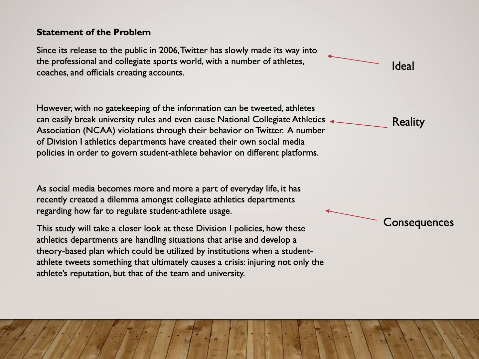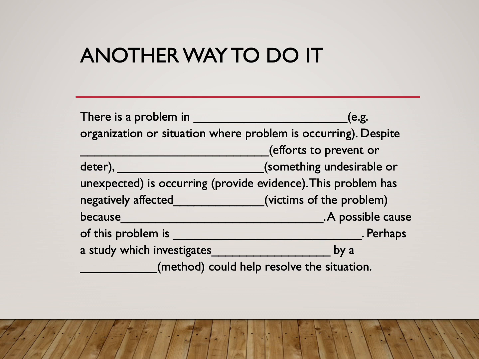Let me also show you another way of going about this. This is kind of a template where you could fill it in and describe your research problem. There's a problem in an organization or a situation where a problem is occurring, and despite efforts to prevent or deter it, something undesirable has occurred. You want to provide some evidence, and then how this problem has negatively affected a particular aspect, and who the victims are, because of what?